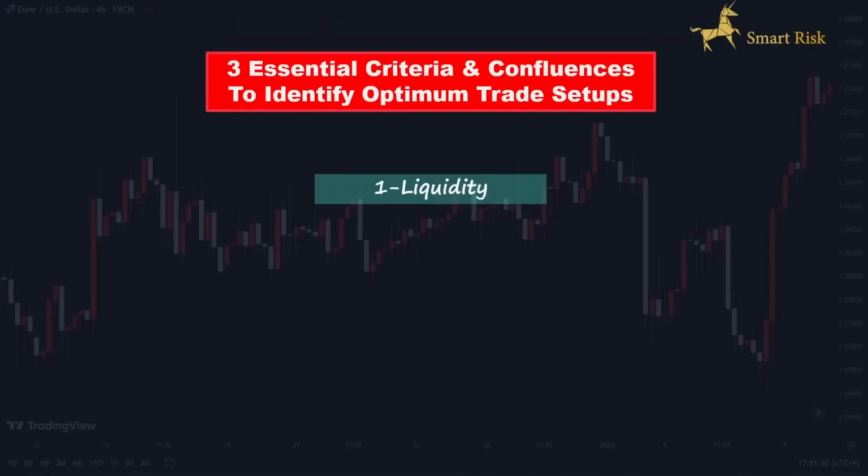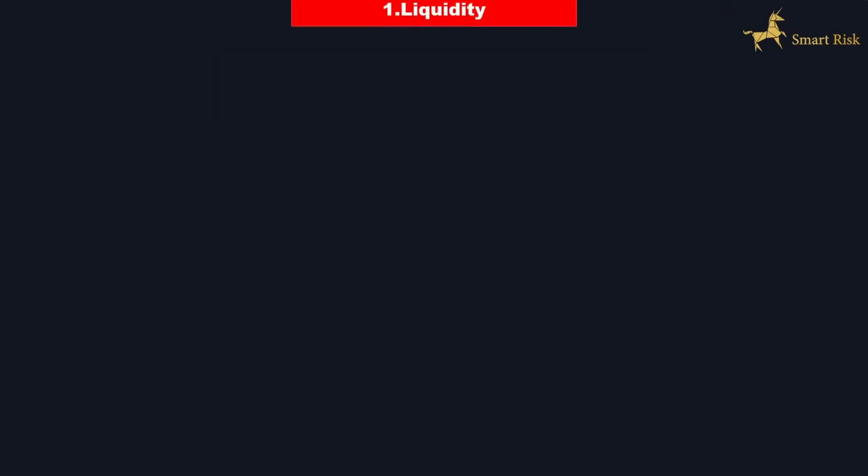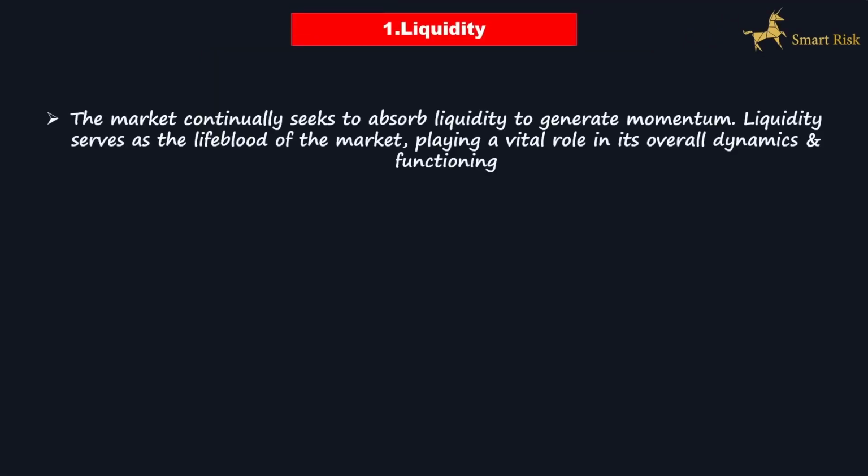There are three essential criteria that we need to look for in the market in order to identify optimum trade setups with a high probability of success. The first and most essential confluence factor that we should always consider is liquidity. The market continually seeks to absorb liquidity to generate momentum. Essentially, liquidity serves as the lifeblood of the market, playing a vital role in its overall dynamics and functioning.